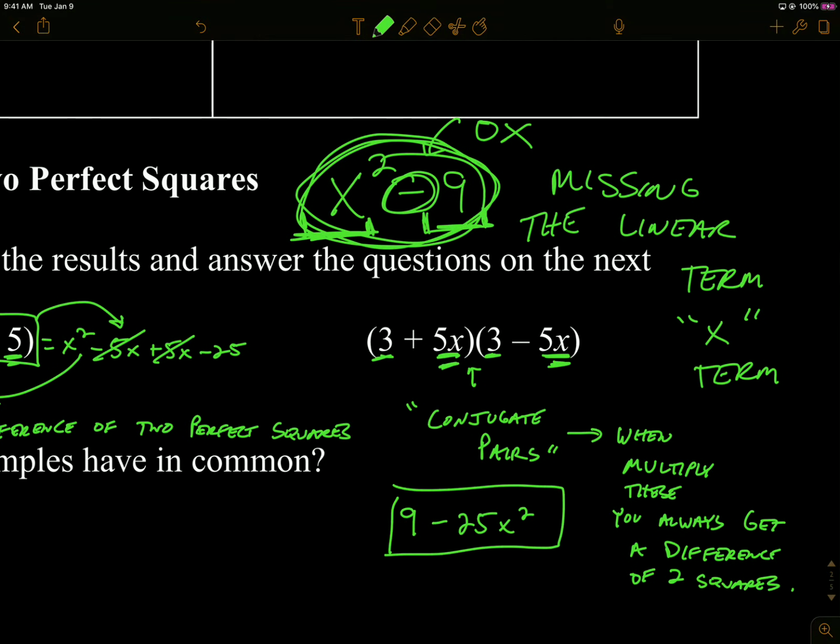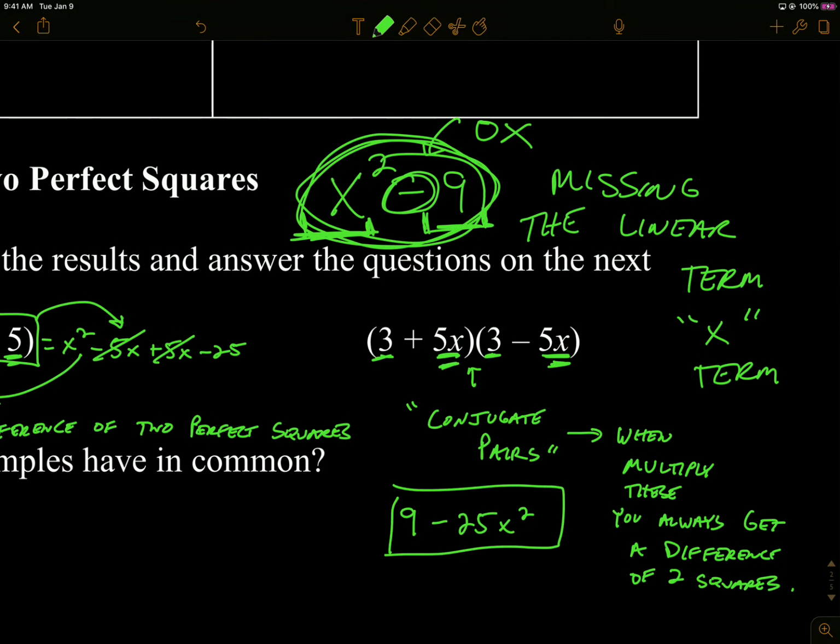You have to know what that means. It's going to come back as well later in the course, later in this unit. All right, what do all the results of multiplying the binomials have in common? They become a difference of two perfect squares.